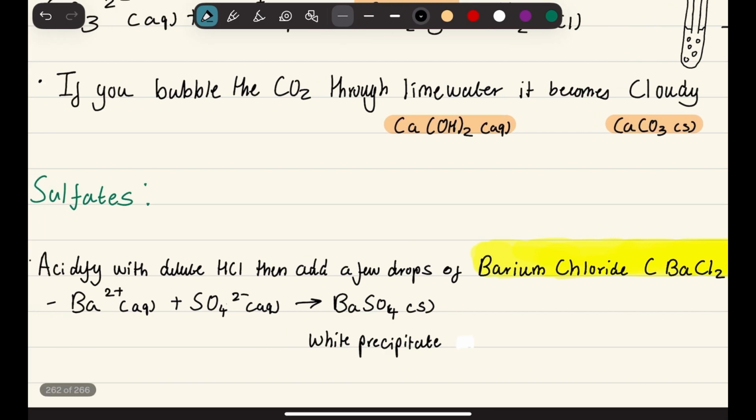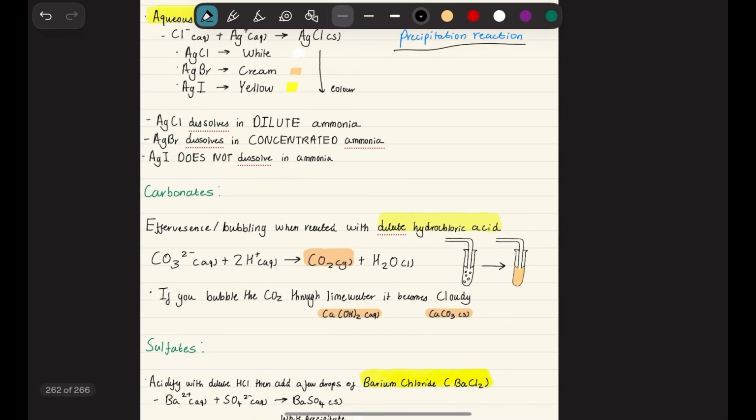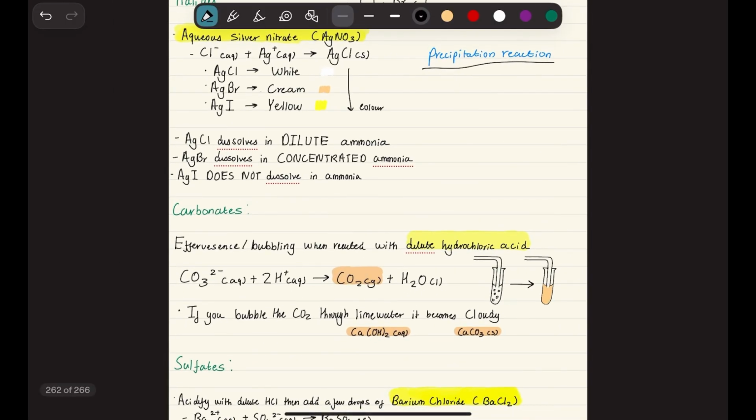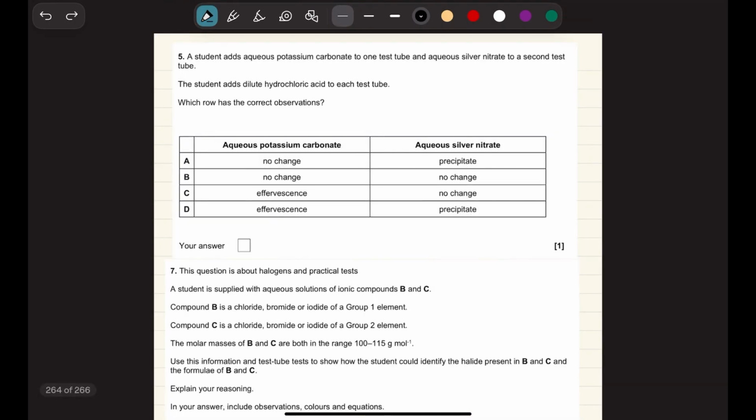Your barium ion reacts with the sulfate ion, forming a white precipitate of barium sulfate. So those are your tests, yeah? We should know silver nitrate for halides, dilute hydrochloric acid for carbonates, and barium chloride for the sulfates. Okay, so it's question time.